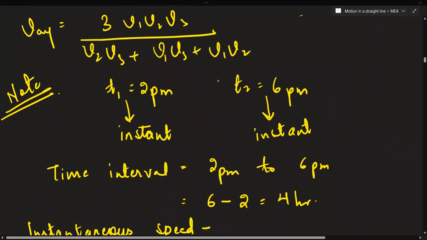See, class, this was what I was trying to tell you. Average and instantaneous difference. When to use average, when to use instantaneous. If I say t is equal to 2 p.m., that's a time instant. If I say t is equal to 6 p.m., that is again a time instant. But if I say t is from 2 p.m. to 6 p.m., it means 6 minus 2, 4 hours. So that is a complete duration. Initial time, final time, and this is a complete time that is taken. So this is the difference between instant and duration.